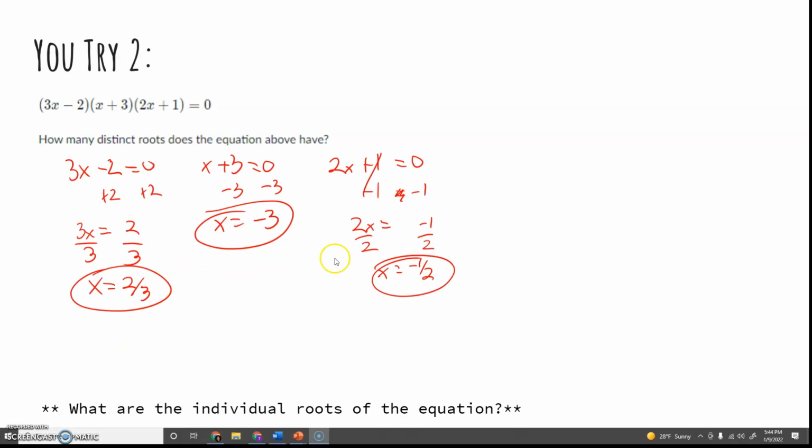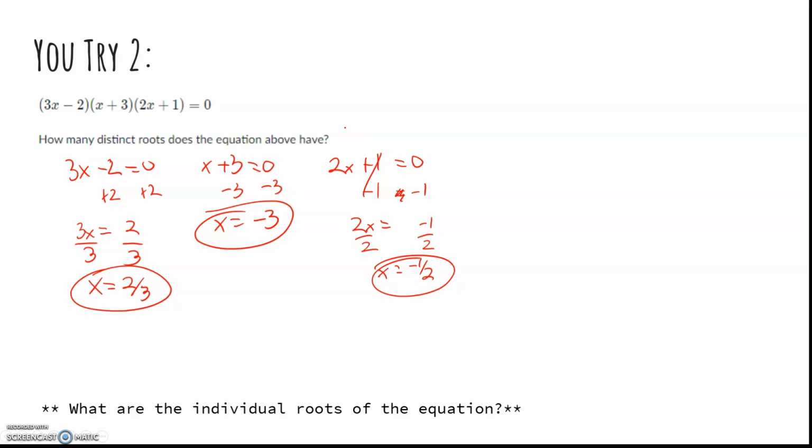Okay, so here are our solutions. We've taken each factor and set it equal to 0. I have x is equal to 2/3, x is equal to negative 3, x is equal to negative 1/2. These are distinct roots because all of them are different. I don't have x equals negative 3 twice or whatever. So I just count the number of solutions. I have 1, 2, 3. So the answer is 3. How many distinct roots does this equation have? It has 3 distinct roots, and these are those roots.